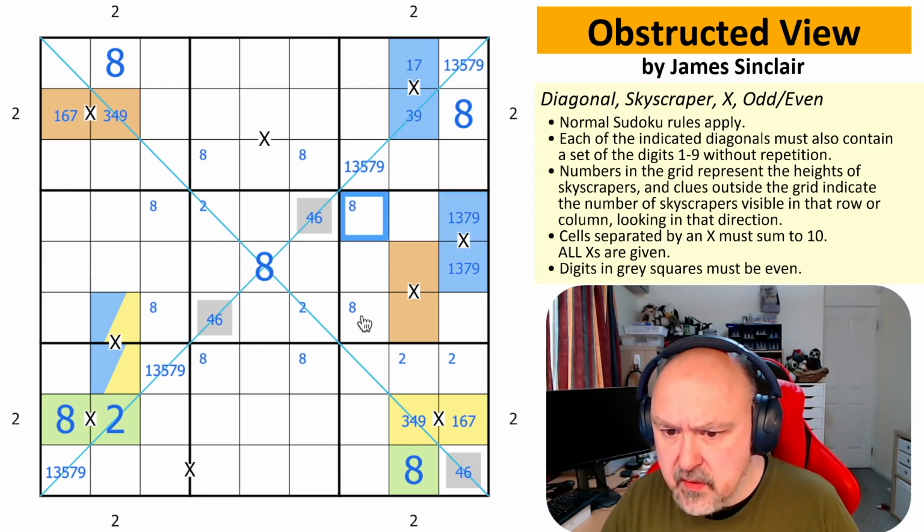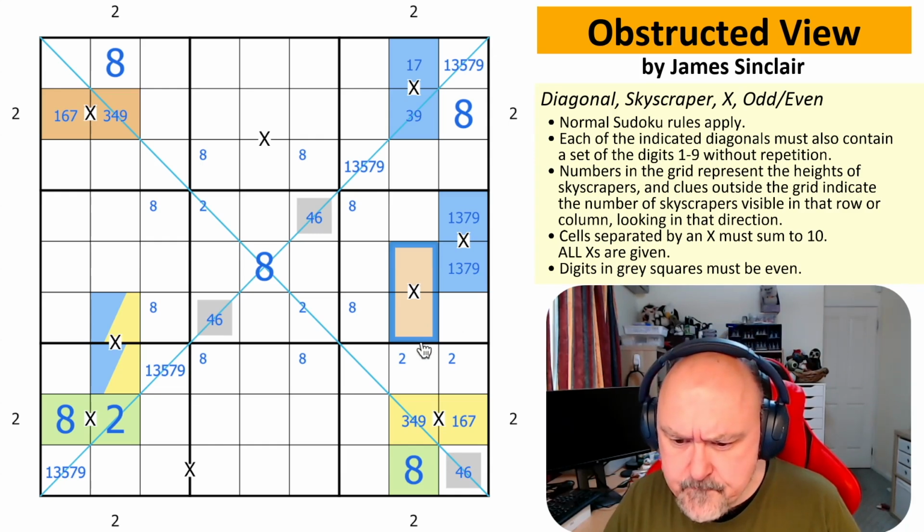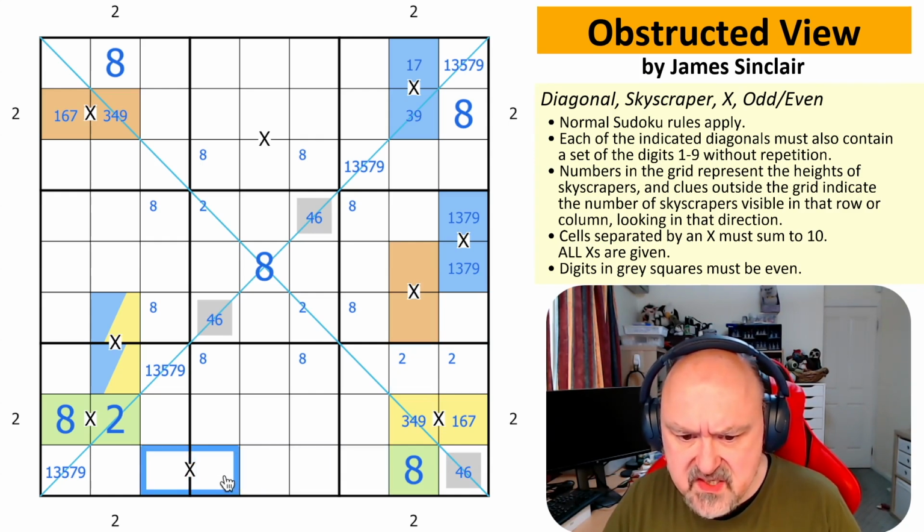So I've got to put yellow and green in here. Orange. Two. So 2 is down here somewhere. Well, it can't be here because this isn't green. So 2 is in one of those two. Because if this is 2, this would have to be 8.